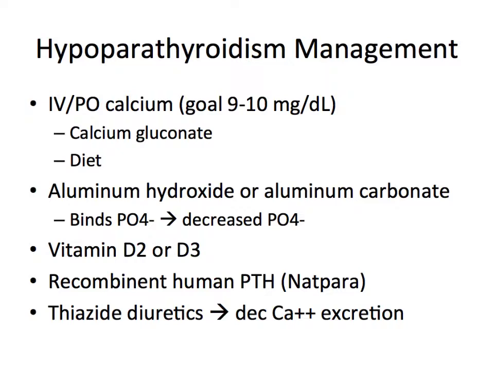The patient can also be given aluminum hydroxide or aluminum carbonate to bind phosphorus and decrease phosphorus levels. These patients may also receive vitamin D2 or D3. Some patients may be given recombinant human parathyroid hormone. Finally, thiazide diuretics may decrease calcium excretion.